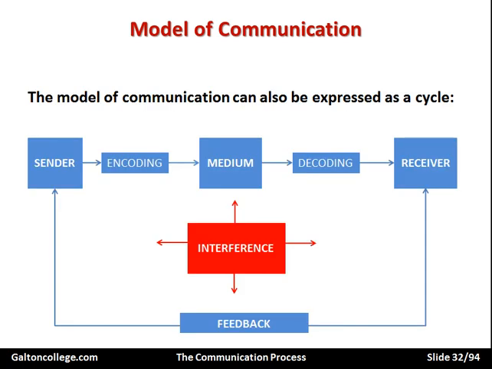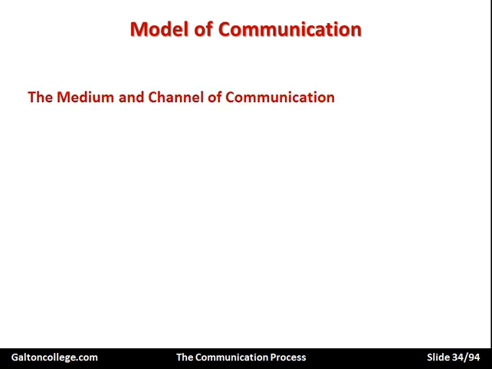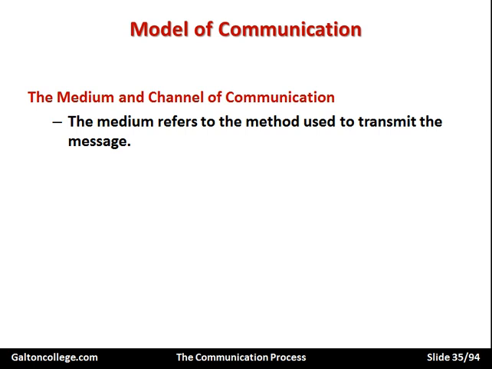Now that's our model again. That's the circular model we talked about. And we've talked about the sender and encoding. So let's talk about the medium. The medium and channel of communications. Well, the medium refers to the method used to transmit the message. So what is the method? How will the message be transmitted? Will it be transmitted by telephone, by fax, by email? Will it be face-to-face? How will the message be delivered?